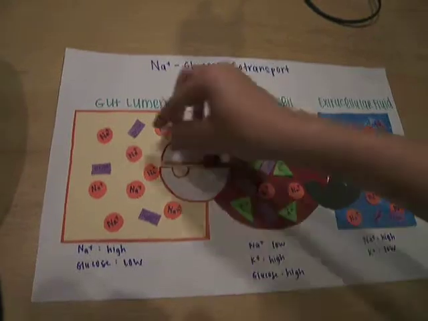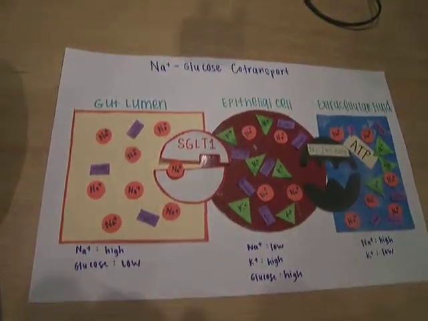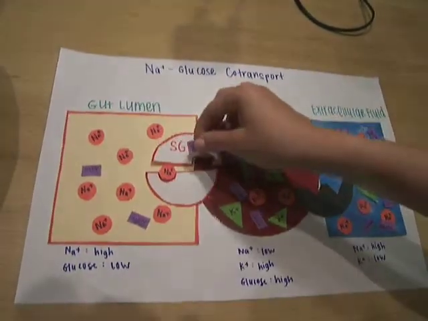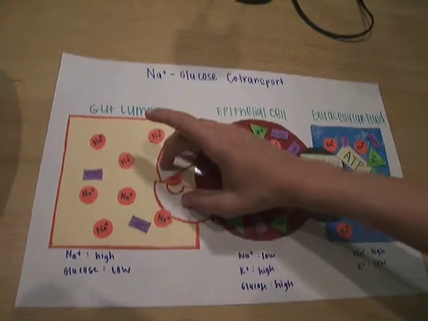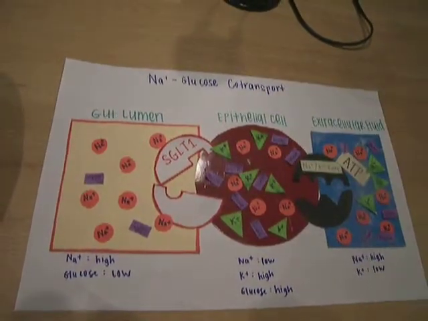First, sodium binds to the SGLT protein carrier. The binding creates a site for a glucose. The glucose binds and changes conformation. The sodium and glucose are now released into the epithelial cell.